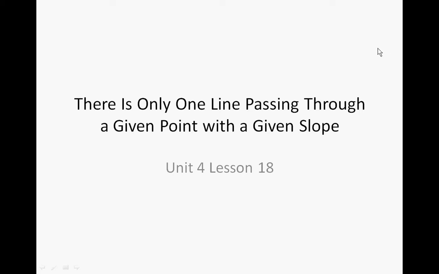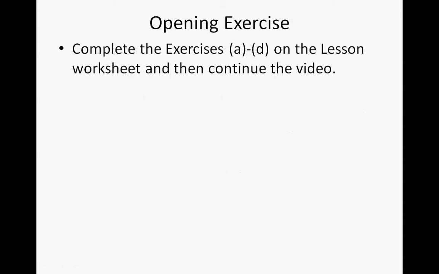So here we are with lesson 18 for unit 4. There is only one line passing through a given point with a given slope. So for the opening exercise, complete exercises A through D on the lesson worksheet and then continue the video. Alright, you should have exercises A through D completed.